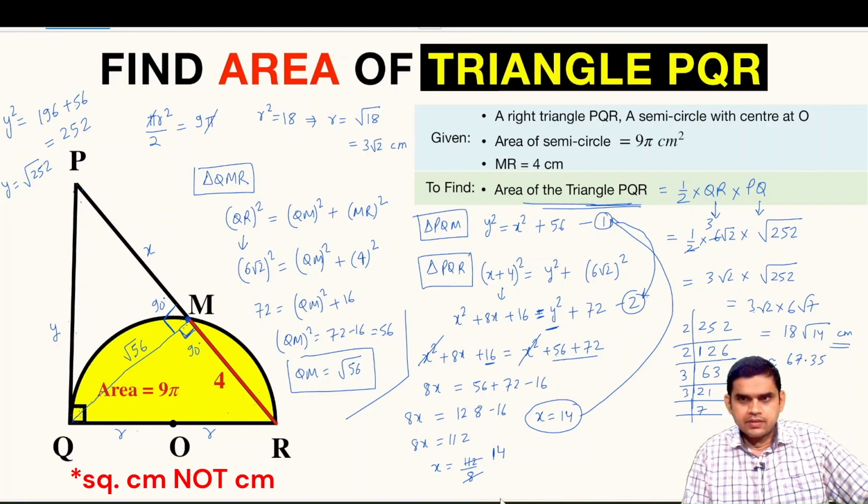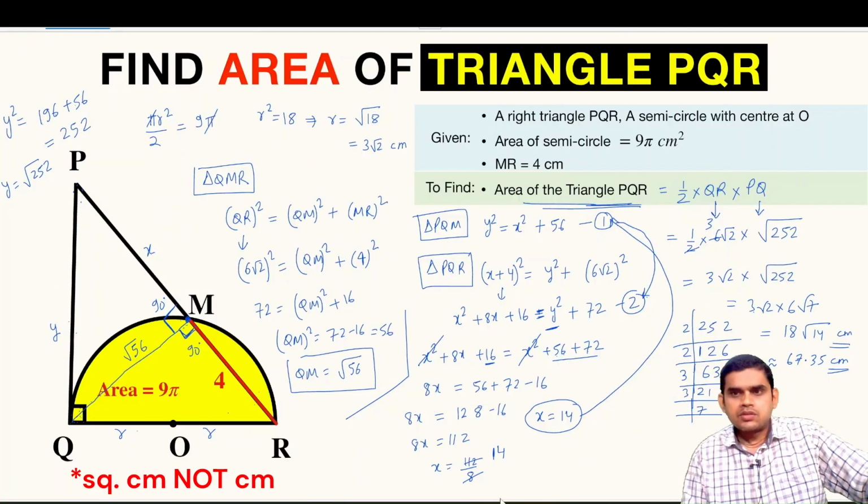67.35 centimeters. So the final answer is 18 root 14 or 67.35. Thus we have found the area of triangle PQR.